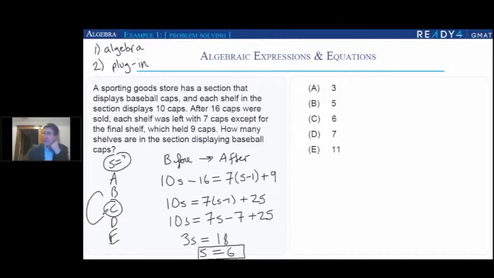So that's approach number 1. That's just a direct algebra approach. Just translate the problem, solve it, and then get your solution. So now I want to go to a plug-in approach and think about how that would work.